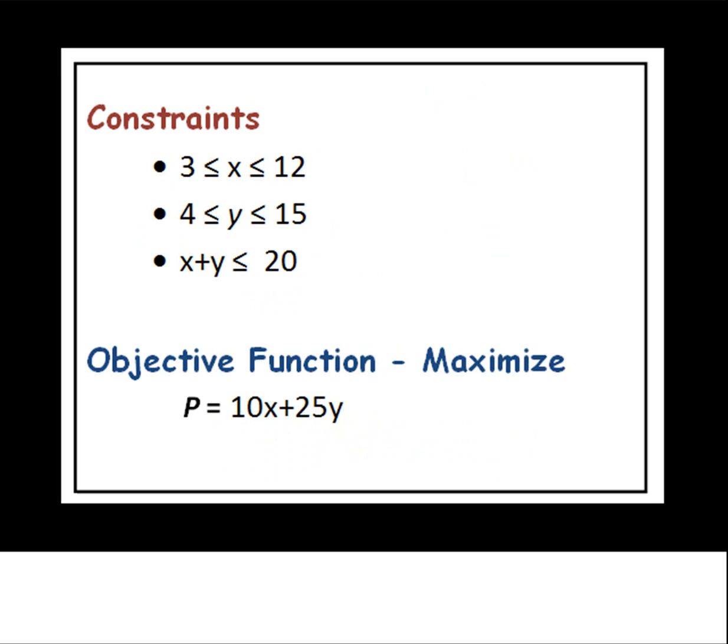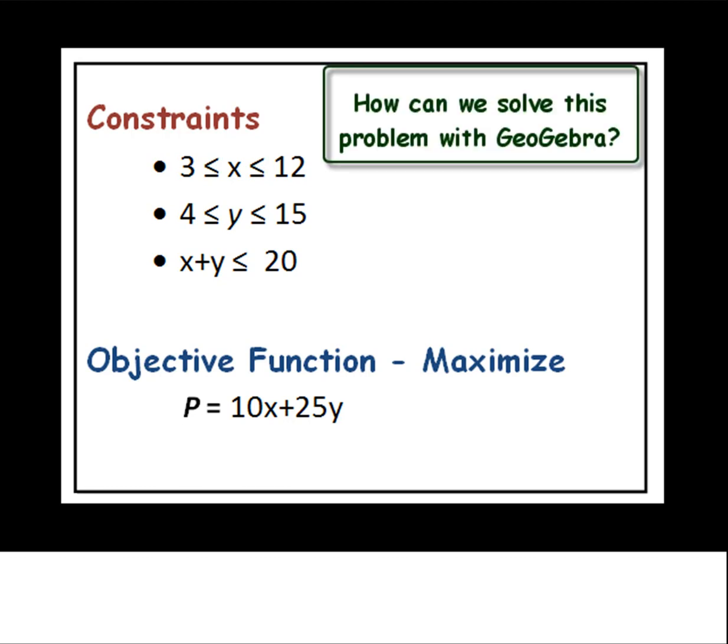In this second math cast on linear programming with GeoGebra, our constraints are x greater than or equal to 3 and less than or equal to 12, y greater than or equal to 4 and less than or equal to 15, and x plus y must be less than or equal to 20. Our objective function is to maximize the point function 10x plus 25y. Let's do this with GeoGebra.